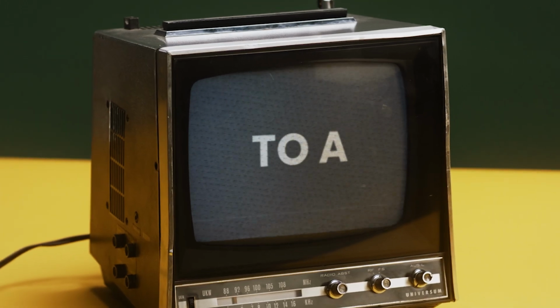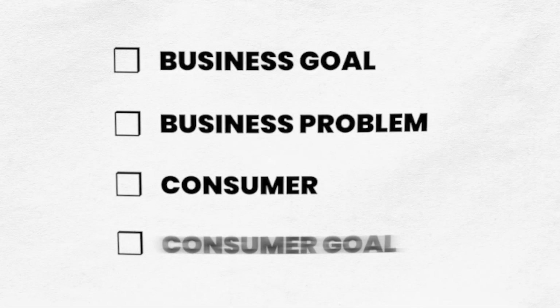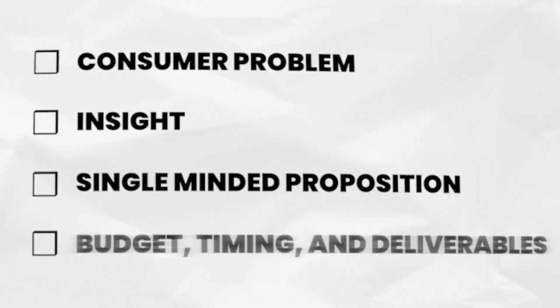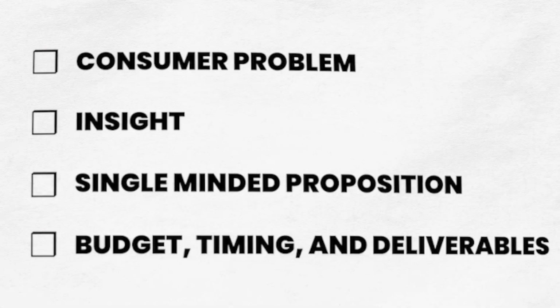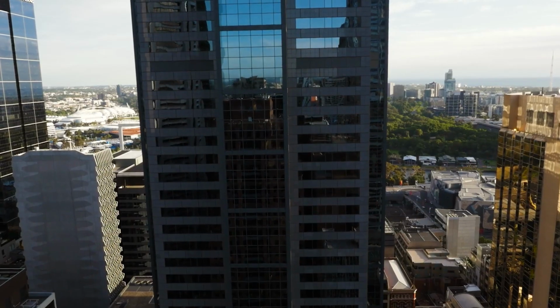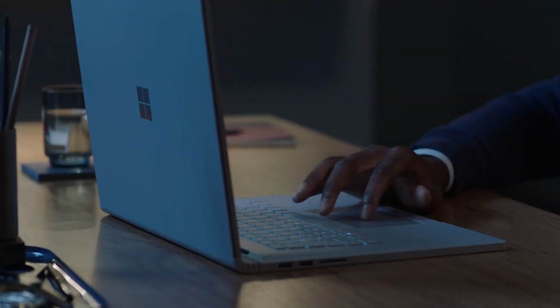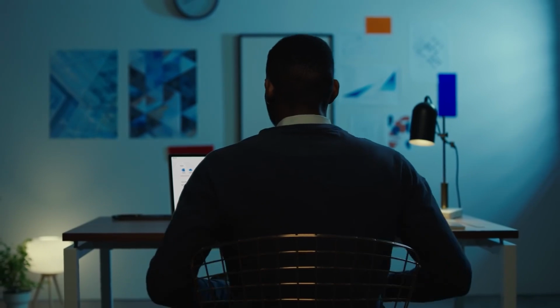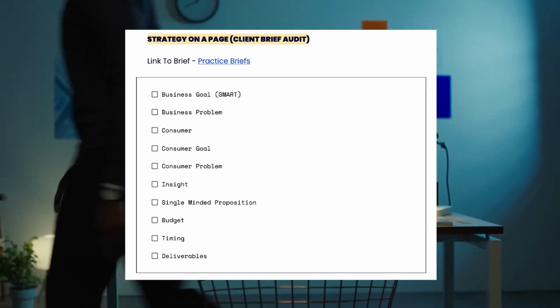In order to get to a great creative brief, we need to ensure that the marketing brief has the following things: business goal, business problem, target consumer, consumer goal, consumer problem, insight, single-minded proposition, budget, timing, and deliverables. For the agency strategist, it is your job to ask the clarifying questions to understand each piece of information and if anything's missing, and be able to fill in those gaps. Know exactly what to look out for with my client brief audit template. For this video, I'm going to show you how to audit a brief filling out this document.